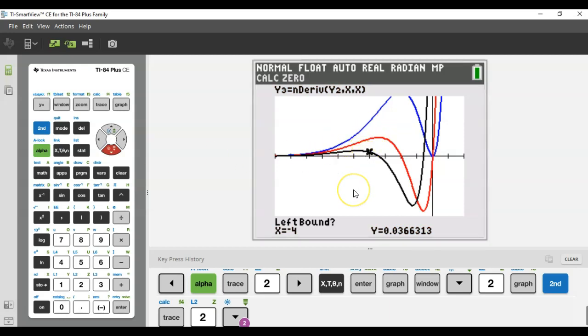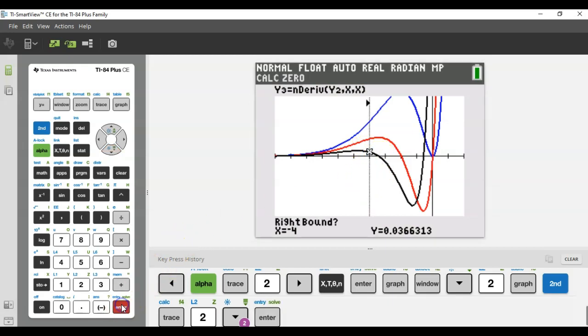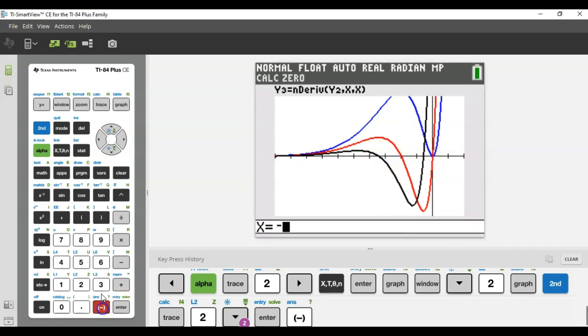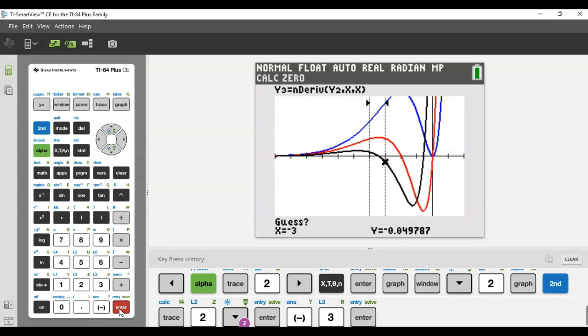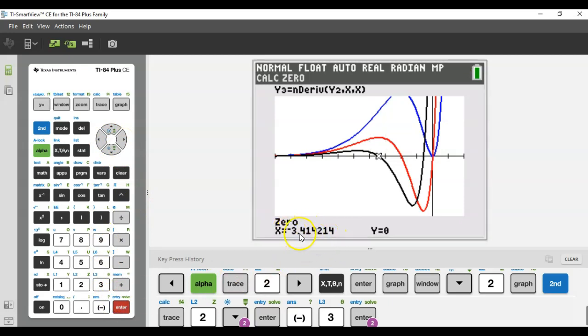That's the second derivative. And you know what? It looks like I am to the left of that first intersection, so I'm just going to press enter. And then it looks like 1, 2, 3. -3 should be to the right of that intersection, so I'll just type -3. And that saves you from scrolling with your arrow keys. And we'll just press enter. And we see that our first intersection is -3.414214.